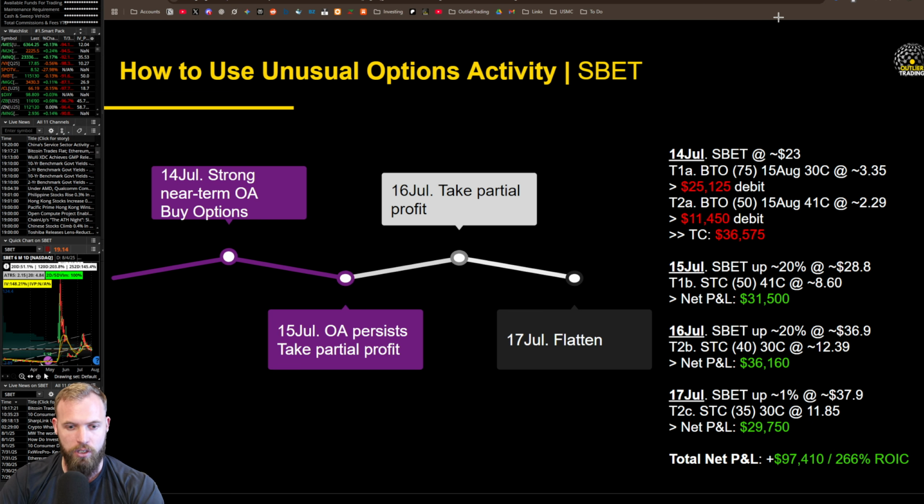Then on 17 July, I flatten out the whole thing. SBET really started to lose the overall momentum. So this was at, when is that, like 37 and change. I took down the rest of these for 1185. That gave me 29,750. So realistically, between these two positions relative to the original outlay for the corresponding trade, I made, again, a little over 2 times the investment here, whereas this still was essentially 3 times the investment. So this turned out to be, again, a little over 95, which is a 266% return on invested capital. That's the asymmetric component to these in a relatively short time frame.